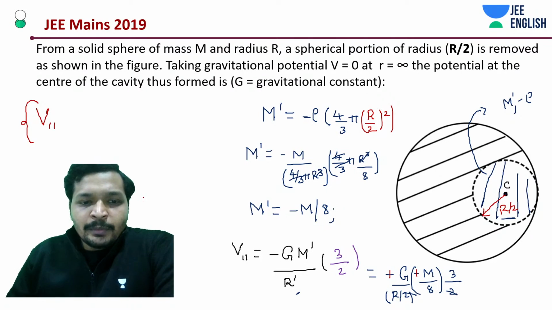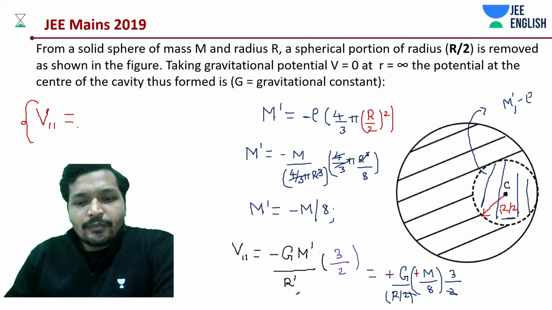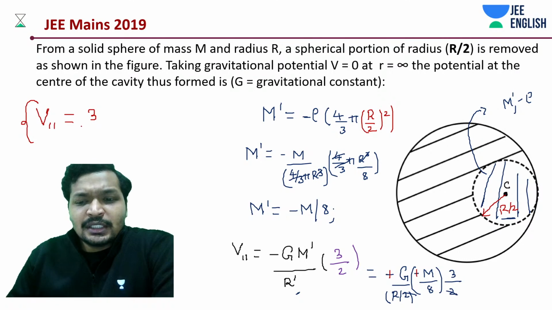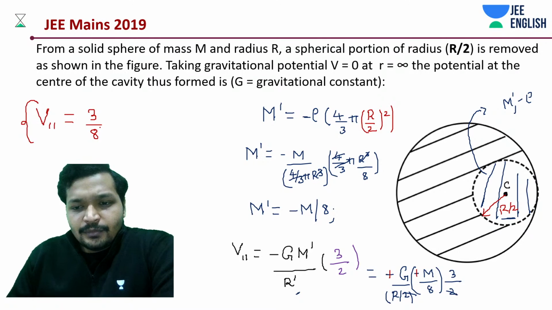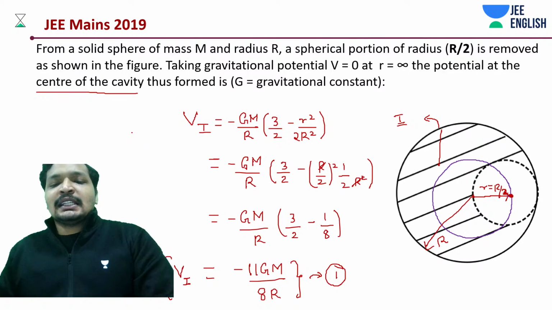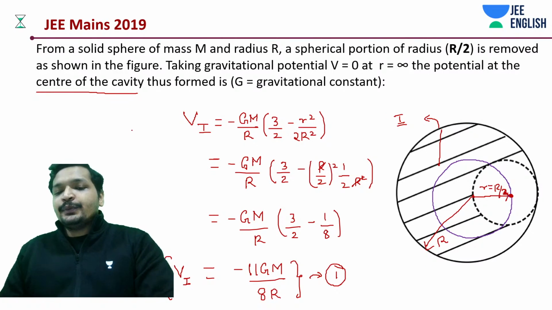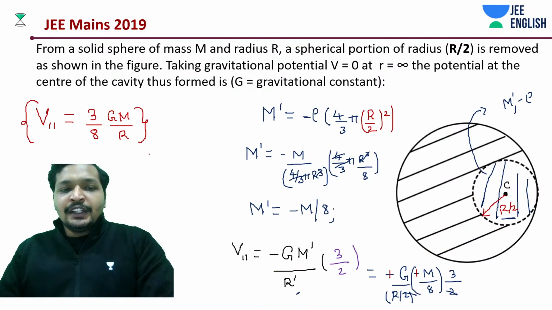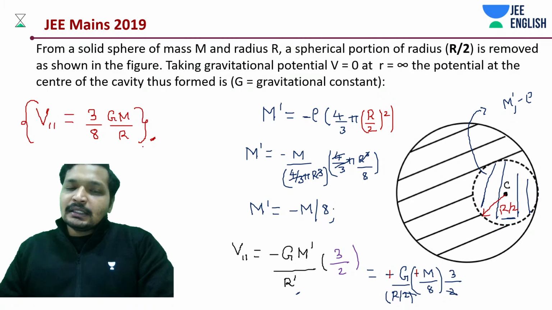Okay, originally it would be negative. We saw even a question yesterday that it was all about just calculating that small thing. Okay, 3 by 8, 2 gets cancelled out, GM by R. End of the story. Why? What do we do? Potential is a scalar quantity, just add V1 and V2. V1 is minus 11 by 8 GM by R, V2 is 3 by 8 GM by R, just add them.